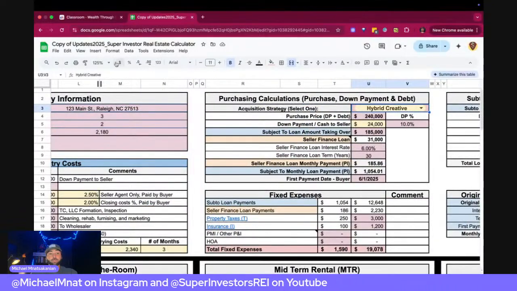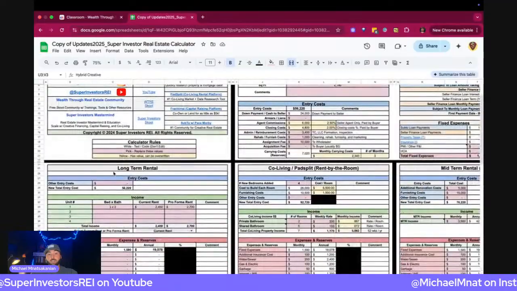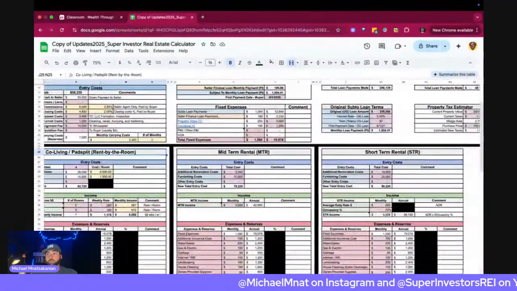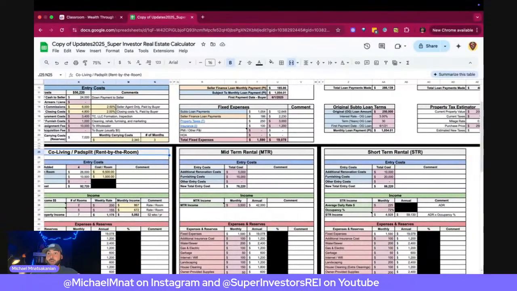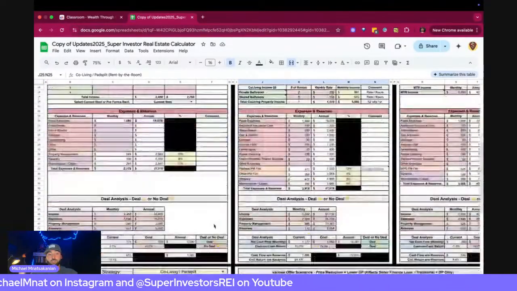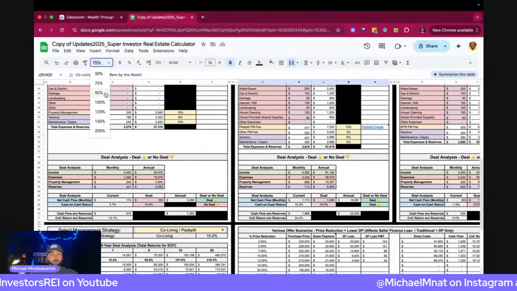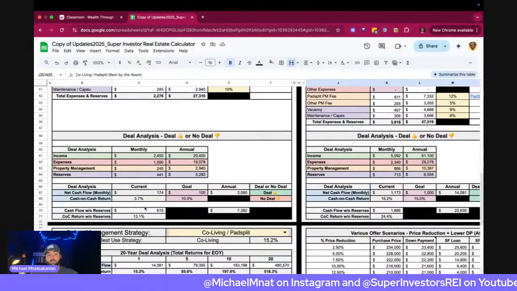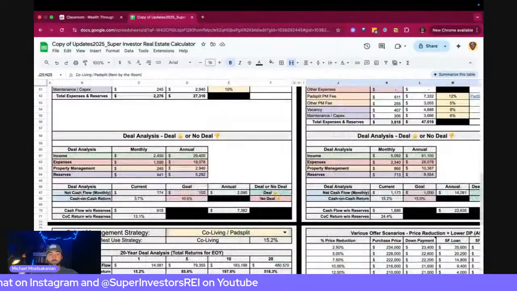And then what we're going to do is you can choose to analyze this property as a long-term rental, co-living, midterm, or short-term, all on the same calculator. You could do all four, you could do just one, whatever. It's ultimately up to you. And this calculator will then automatically tell you per strategy what the returns are for that strategy. What are the returns for long-term, co-living, midterm, and short-term?